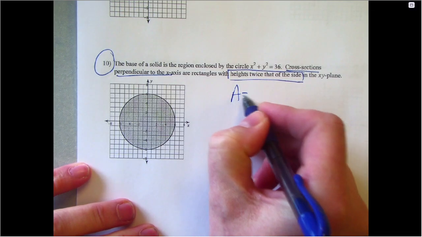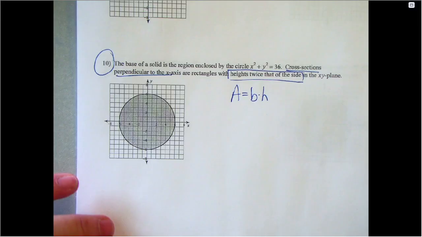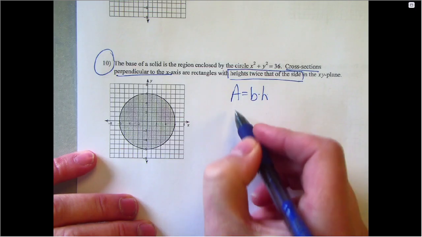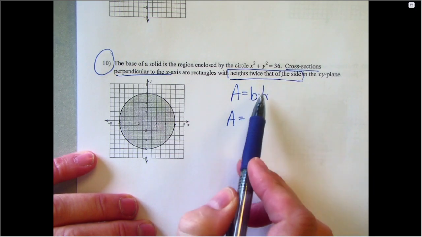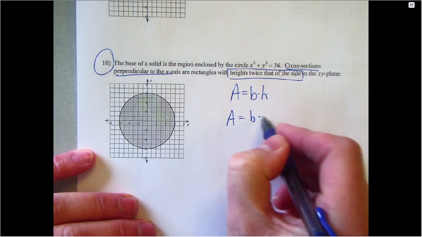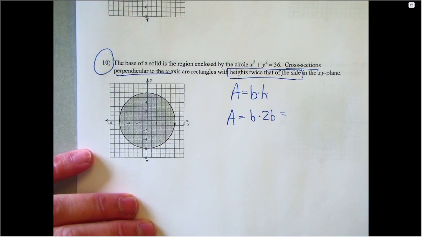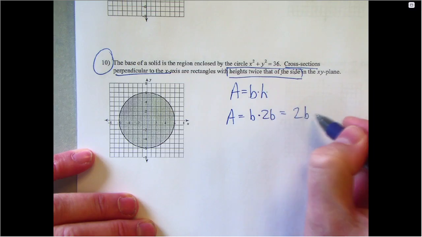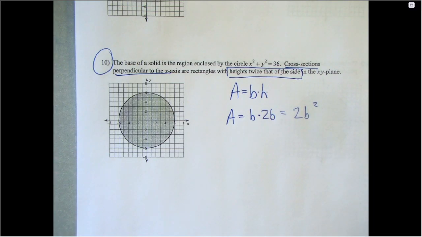So the area of a rectangle is base times height, yes? They're telling me the heights are twice as big as the side. So they're calling the side the base, I guess. The height is going to be twice that of the base. So would you agree that I could do that? The height is going to be double the base, which would make the area 2 base squared. If the height was quadruple the base, you would end up with 4b squared. If it was triple the base, you'd end up with 3b squared. So that's one issue, just the area.